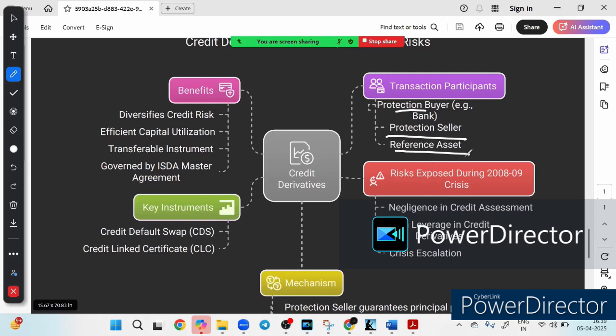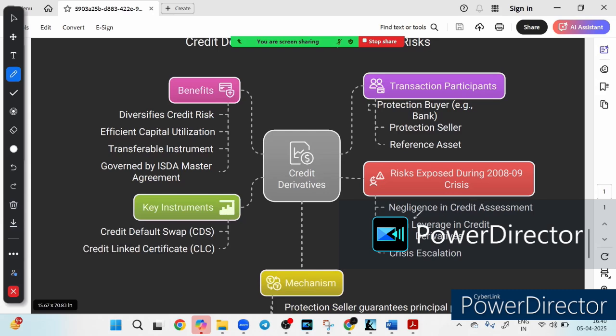And the third is the reference asset, which means the financial instrument on which the derivative is based, like a bond or a loan. Now friends, if you look at the dark side, the risk exposed during the 2008-2009 crisis, credit derivatives played a major role in the financial crisis. Here is why.